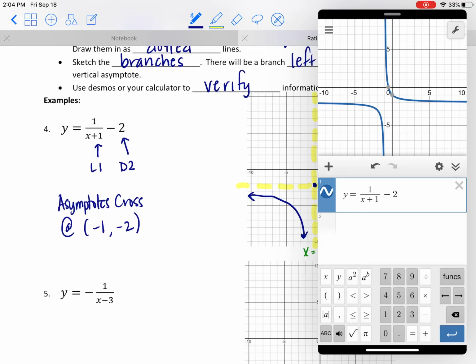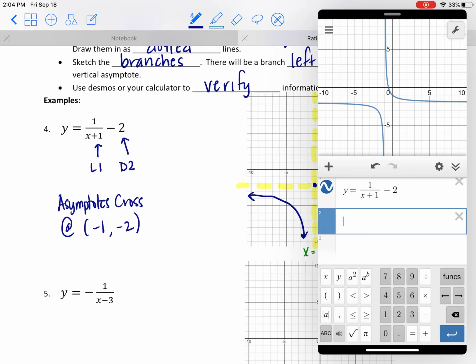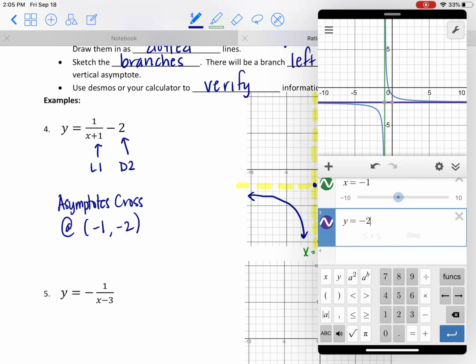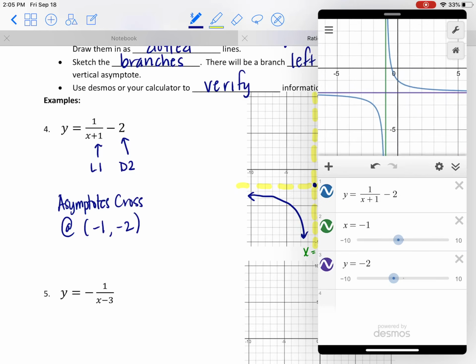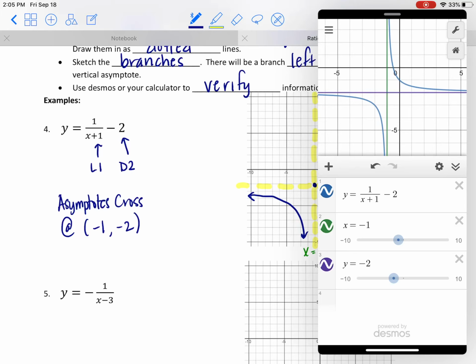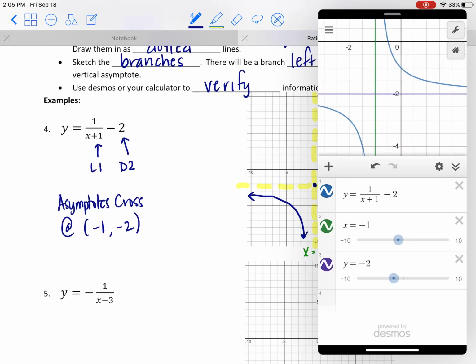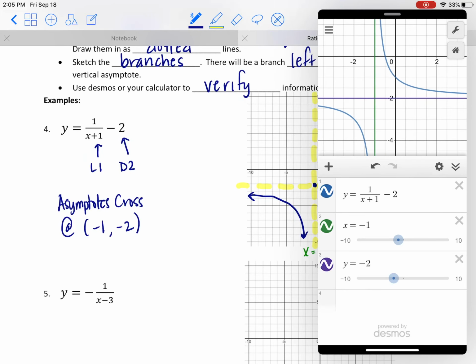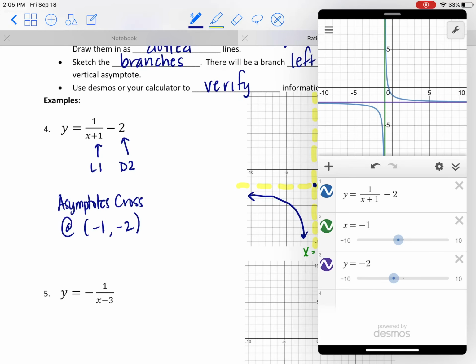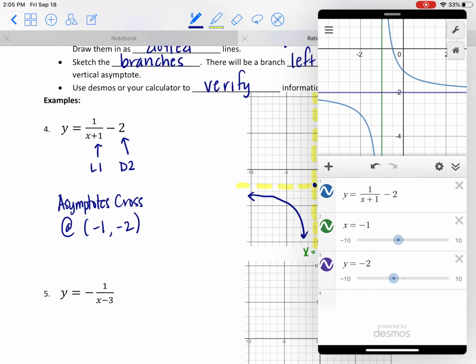I want to know that you understand where the asymptotes are. So I also want you to show the asymptotes. So I want you to type in x equals -1 so that we can see that vertical asymptote. And I also want you to type in y equals -2 so that we can see that horizontal asymptote. And if you want to zoom, that'd be great. And anytime you zoom, if you've messed up your zooming, if you hit the little home button, it'll take you back to a normal window.